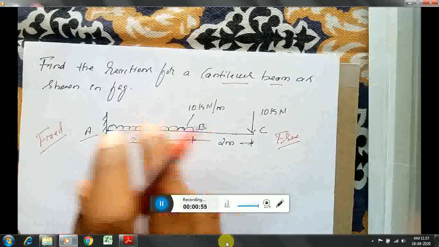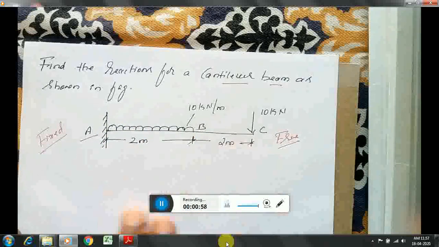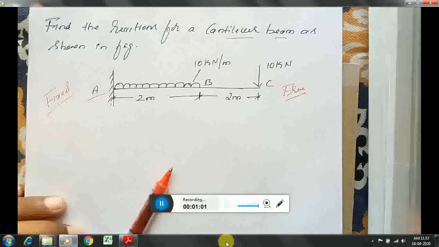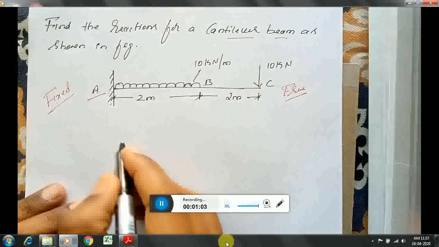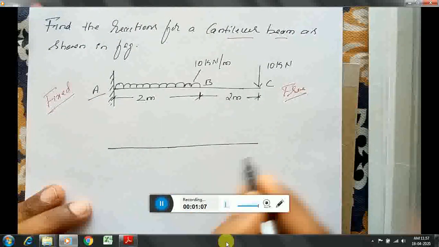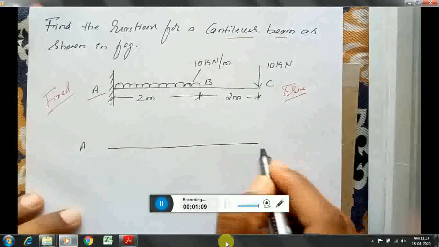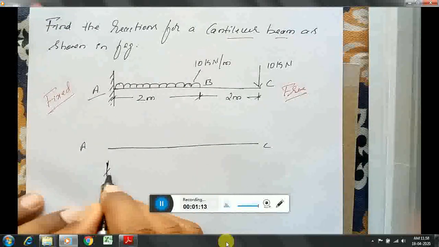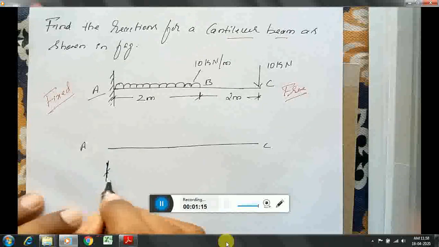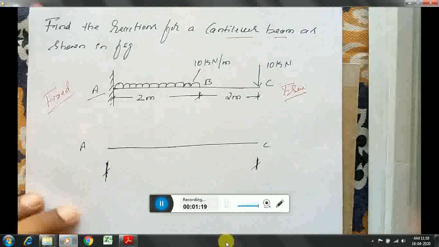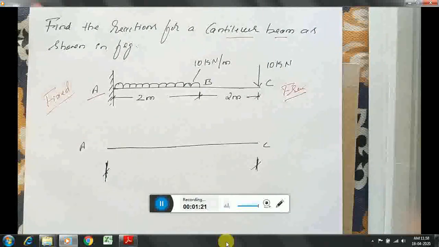So this is called the loading diagram. Below that I will write the free body diagram. So write once again the length of the beam as it is, from A to C. Totally it has a span of 4 meters. I will write the distances later once I indicate the loading values.